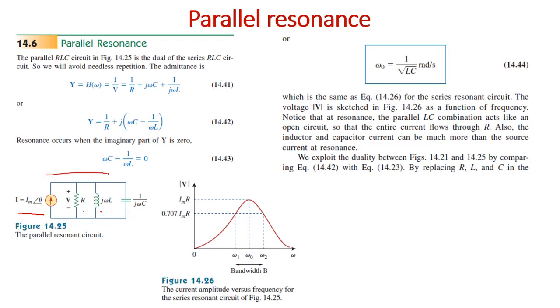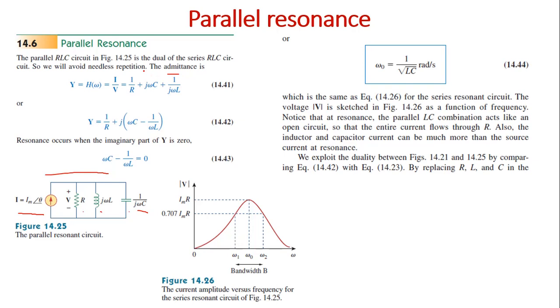So in a parallel circuit we know that voltage remains the same, which is V, and this circuit is represented in the frequency domain. So instead of L it is j omega L, and instead of C it is 1 by j omega C. So we are not going to repeat the same derivation which we saw in series resonance. Instead we'll move directly to the formulas, that is admittance.